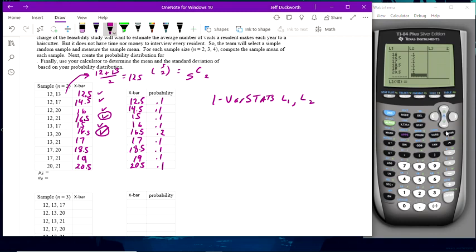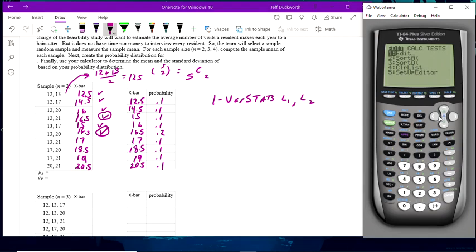If you're using the display wizard, the first list, the X list is L1, and the frequency list will be L2. So stat, calc, 1-Var Stats, L1 (second, 1), and then the comma above the 7, and second 2.